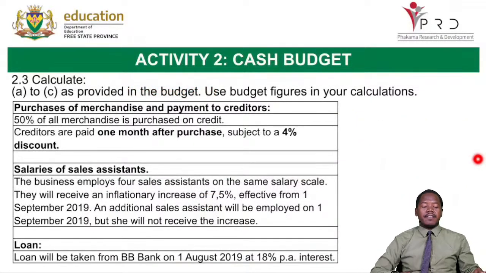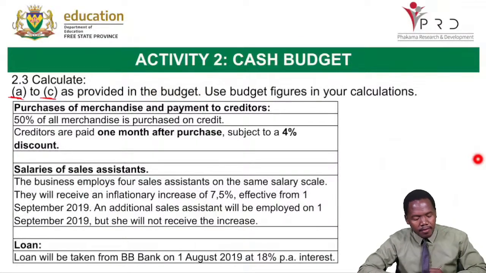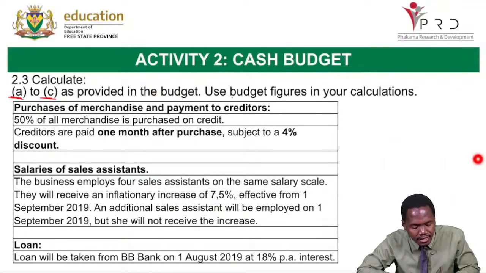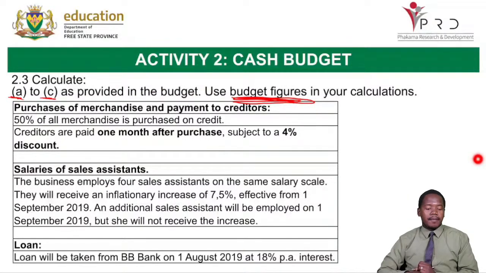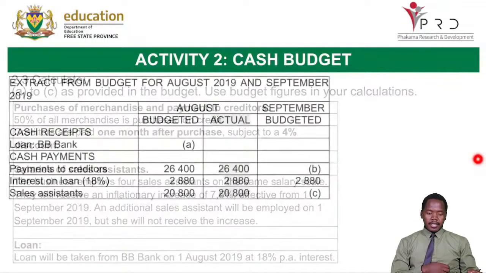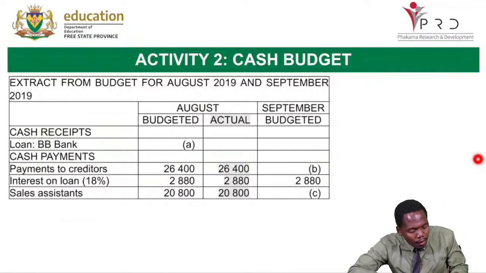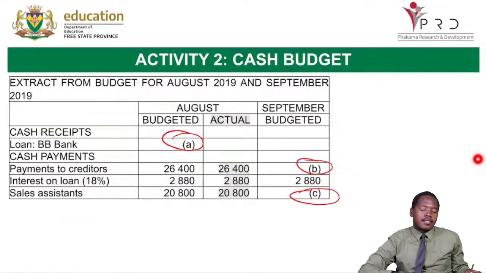Now, we are looking at activity number 2. Calculate A to C as provided in the budget. Use budget figures. Very important, they are guiding us. We are using budget figures in our calculation. We have 3 transactions that we are going to look at. We are going to break them down into pieces. First transaction talks about purchases. Second one talks about salaries of sales assistants. Third one talks about loans. Now let us look at this. This is the information. So we are looking for A and B, which is payment to creditors, as well as C.